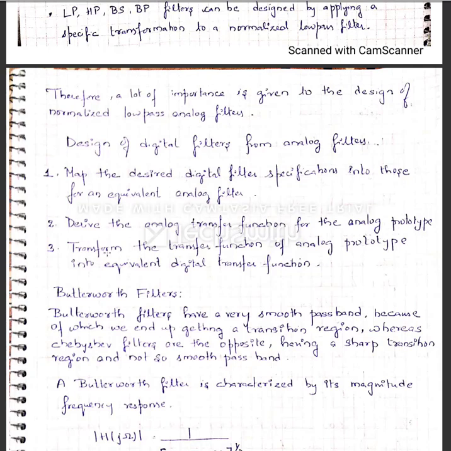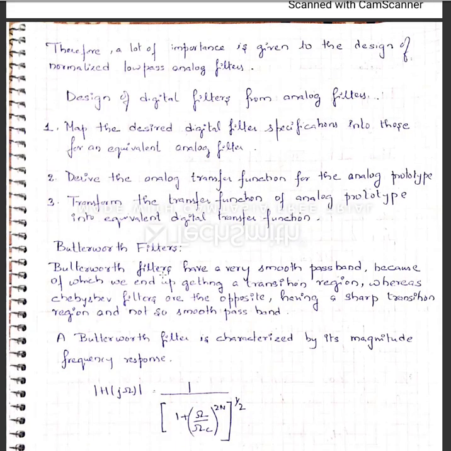Transform the transfer function of the analog prototype into the equivalent digital function. Then come here, map the desired digital filter specification into the equivalent analog filter. Correct? Okay, so what are they trying to do here? You know that you have an analog filter and you are going to convert that into the corresponding digital one.